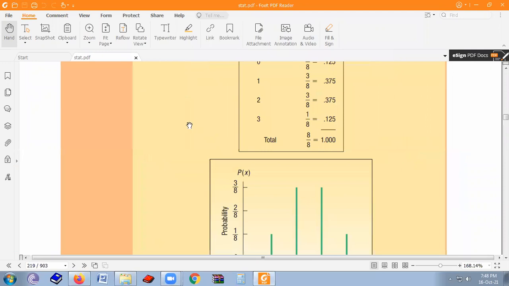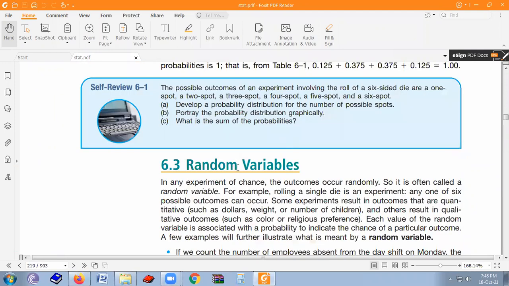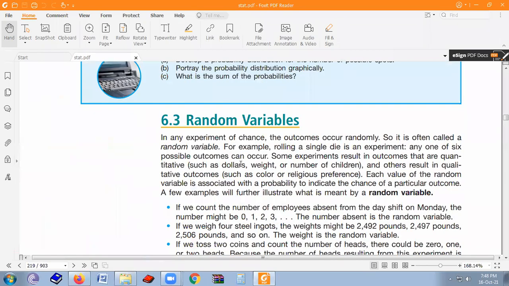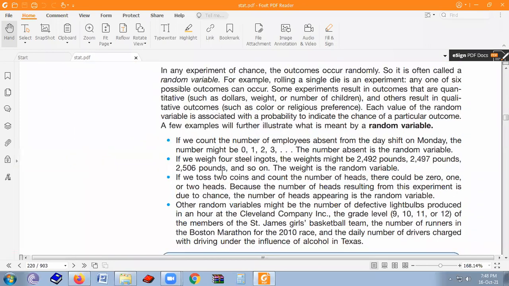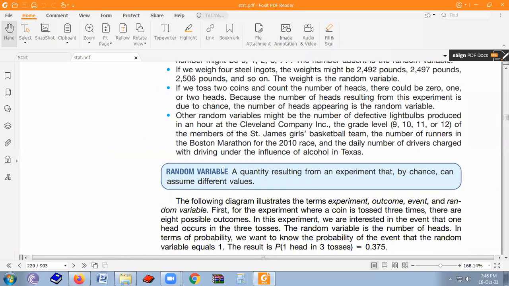So we need to know about random variables. We have learned about variables. Normally there are two types of variables: one is the qualitative variable and the other is the quantitative variable. Quantitative also has two types: one is called discrete variable and the other is called continuous variable. We know about random variables normally for quantitative variables.